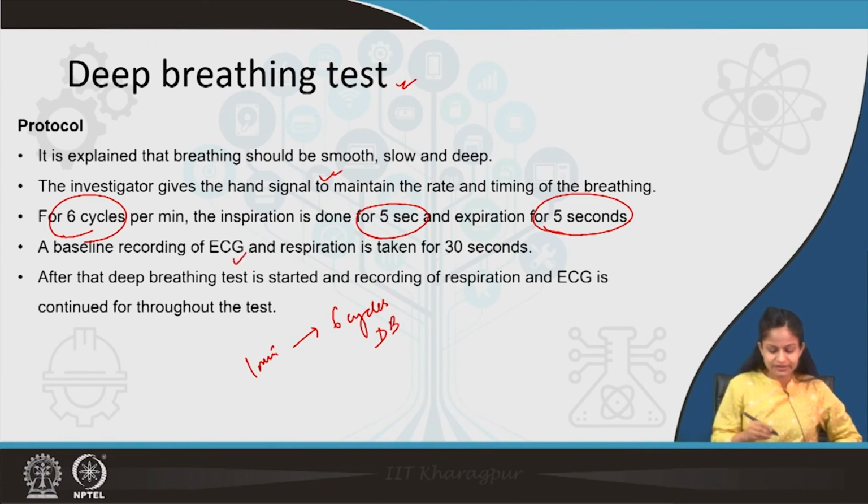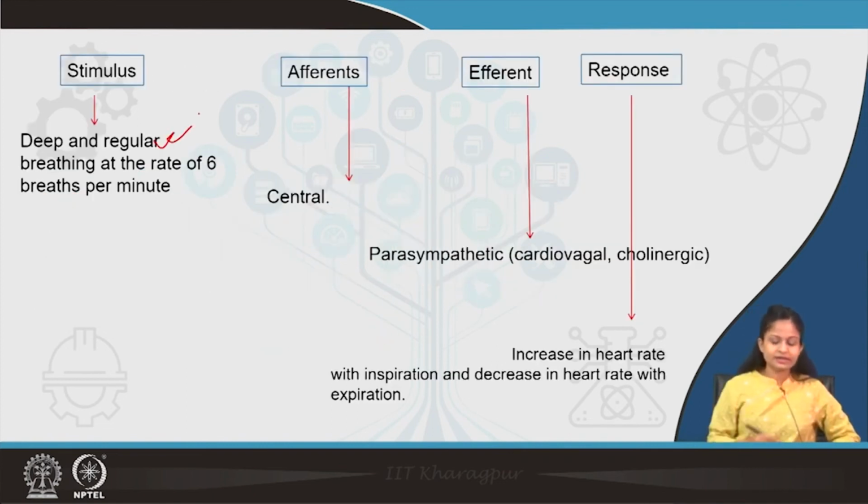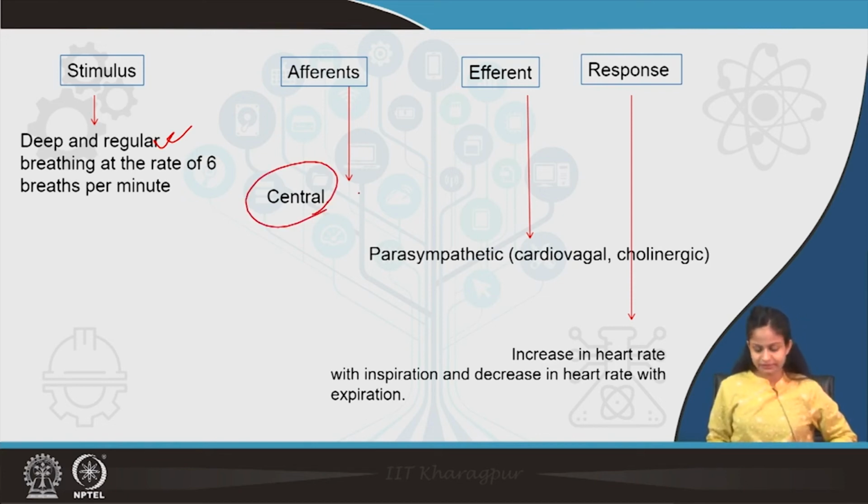A baseline recording of ECG and of the respiration with the stethogram is taken for 30 seconds. After the deep breathing is started, the recording of the respiration and ECG is continued throughout the test. The stimulus is regular, deep breathing with 6 breaths per minute. The afferent is central, obviously the medulla, and the efferent is the parasympathetic domain, that is the cardiovagal or cholinergic pathway, and the response is an increase in the heart rate.